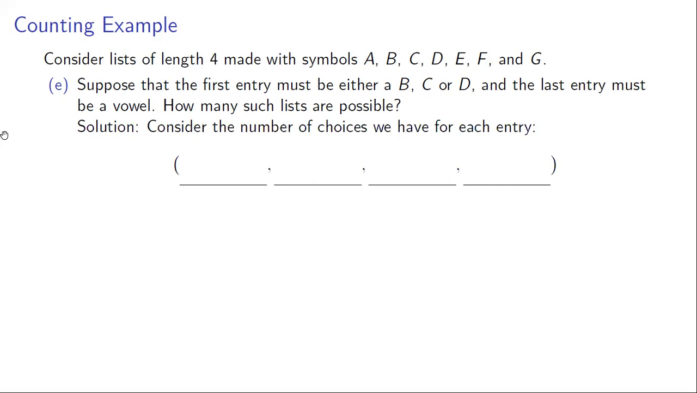Once again, we'll consider the number of choices that we have for each entry. For the first entry, we know it has to be B, C, or D, so we have 3 choices. How many choices do we have for the second entry? Well, we have 7 letters. We used one of them for the first entry, so it would seem that we have 6 choices left for the second entry. And for the third entry, we have 5 choices because we already used up 2 of the letters and we cannot repeat.